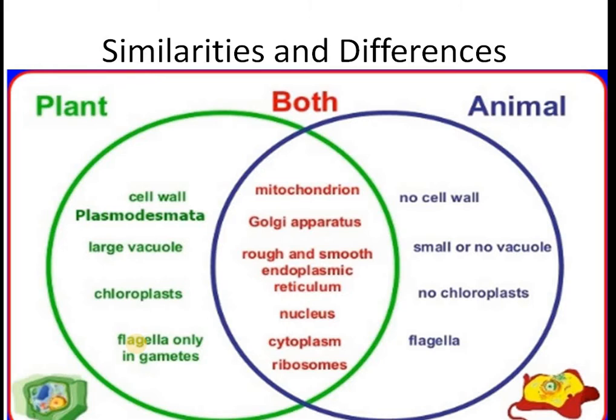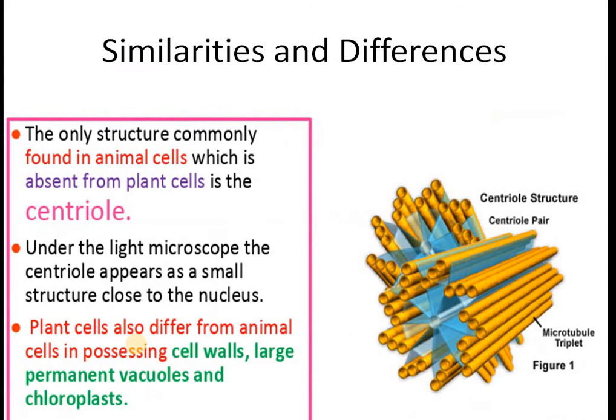And then there is flagella. Flagella may or may not be present in plants, but the gametes of plants may contain it. Otherwise, the plant cell does not contain flagella. Flagella or flagella-like structures may be present in animal cells. Similarity and difference: the main difference lies in the presence or absence of centrioles.